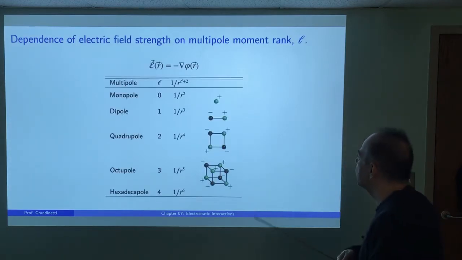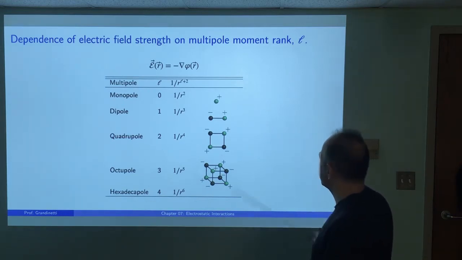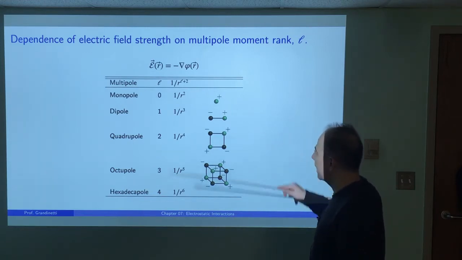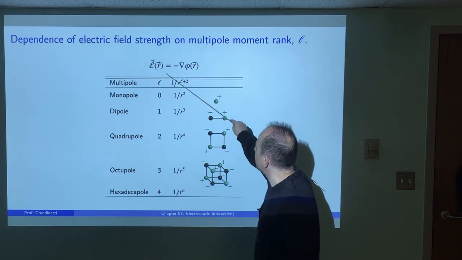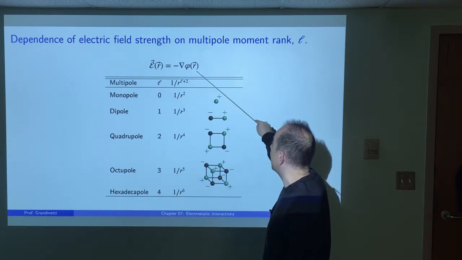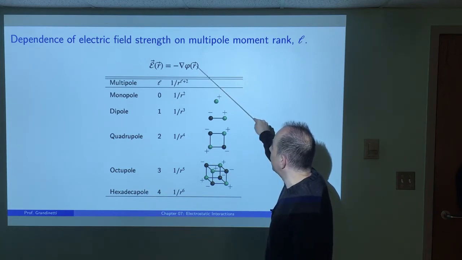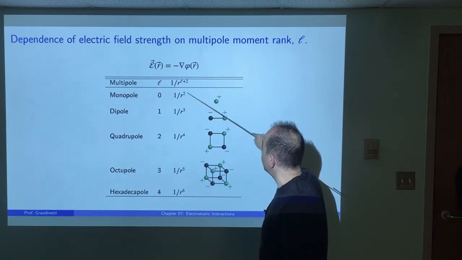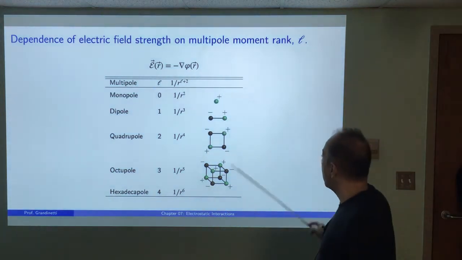These are some examples of what kind of configurations would lead to these moments. So of course, a monopole is just simply some charge. It could be a positive charge or a negative charge, doesn't matter. In terms of the electric field, which is the gradient of the potential, this potential would go as 1 over r, but the electric field, which is the gradient, will go as 1 over r squared in terms of its strength as you move away from the molecule.